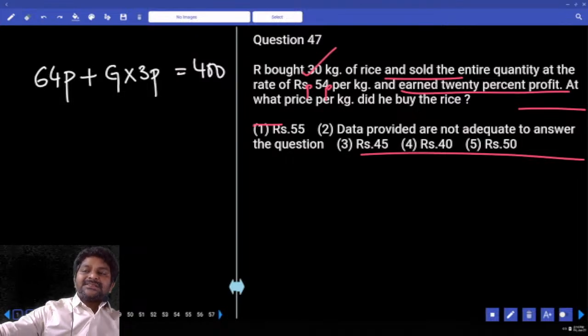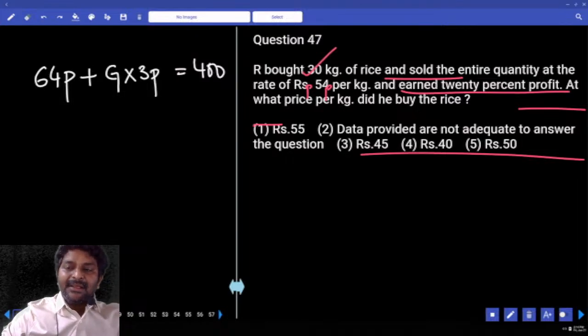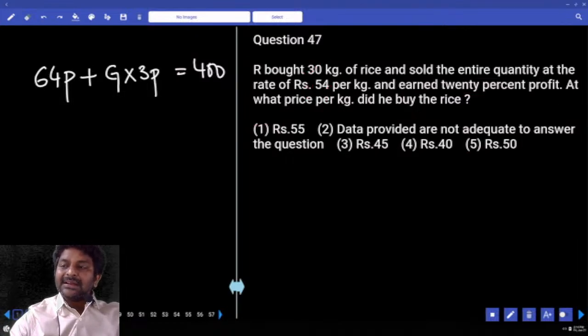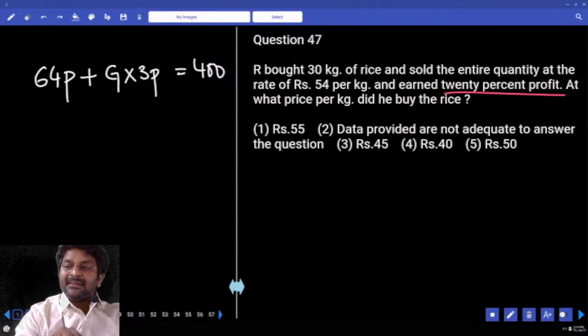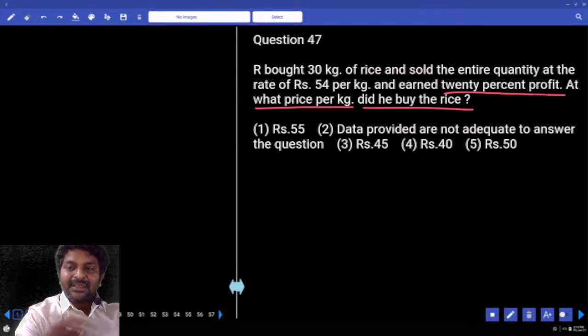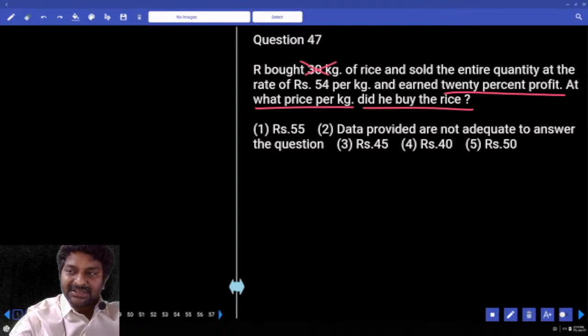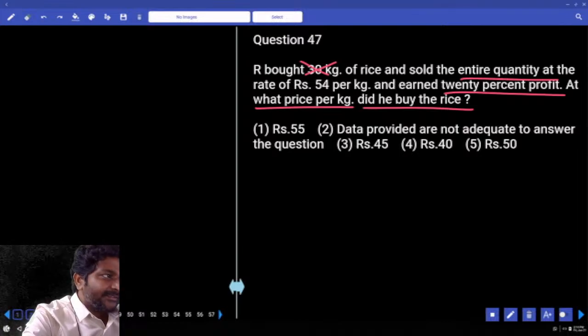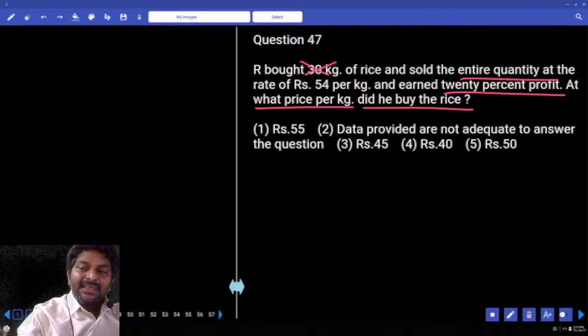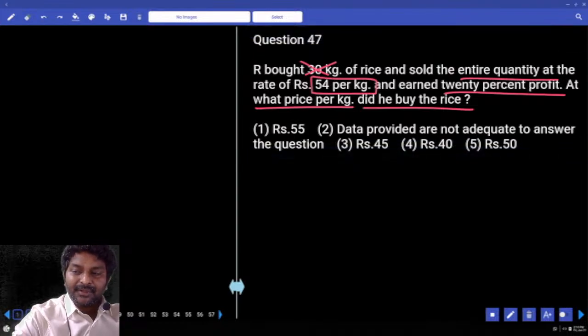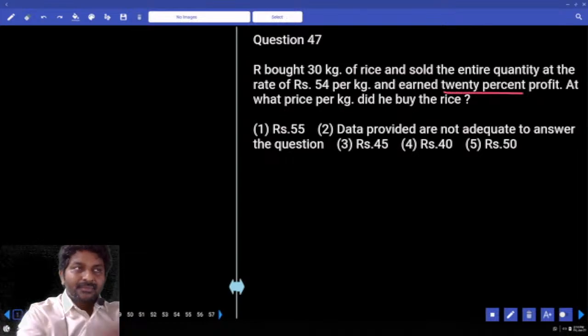R bought 30 kgs of rice and sold the entire quantity at the rate of 54 rupees per kg, and he earned 20% profit. At what price per kg did he buy the rice? Okay. How many kgs he bought? That doesn't matter, because the question is, the entire quantity he is selling. Am I right? He is selling per kg at the rate of 54 and thereby earns a profit of 20%.